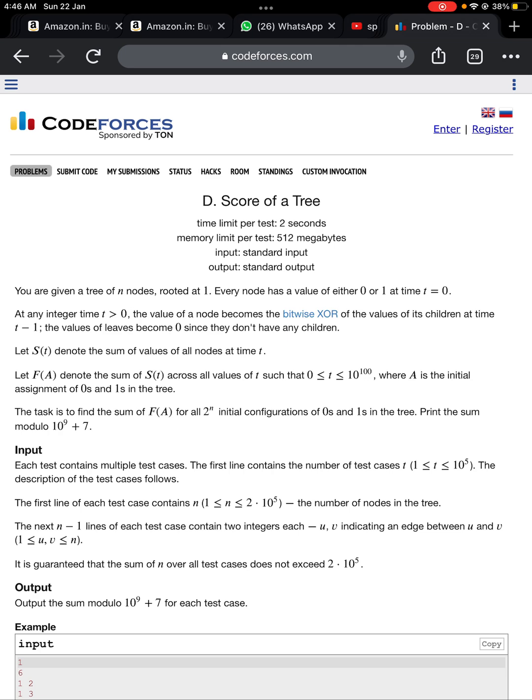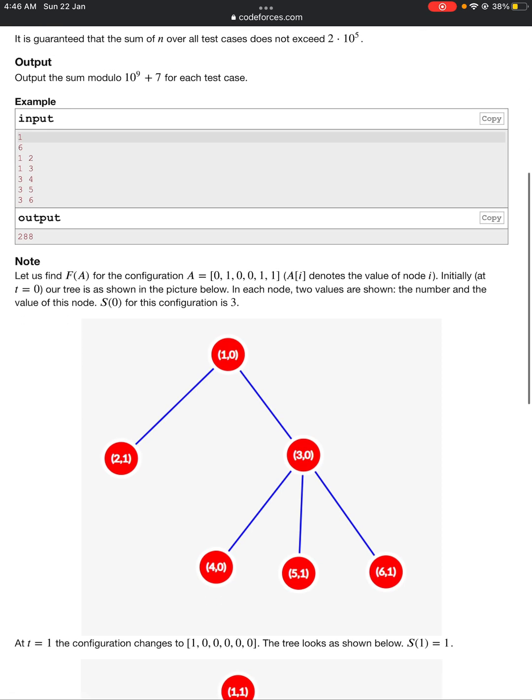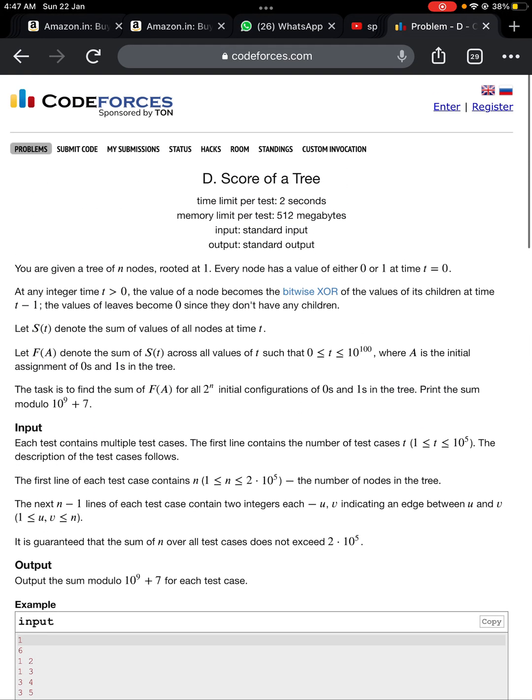Now f(a) denotes the sum of s_t across all values of t, and a is the initial assignment of 0 and 1 in the tree. So for this example here, a is basically 0 1 0 0 1 1. Why 0 1 0 0 1 1? Because we have assigned node 1 as 0, node 2 as 1, and so on, and this is at t equal to 0. So for this assignment, we can define f(a) as the sum of s_t across all values of t, where a is basically this assignment given to a tree.